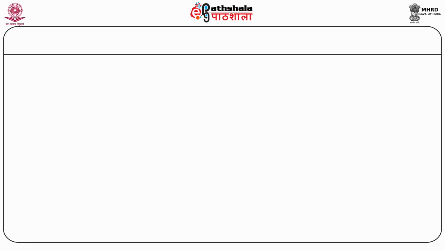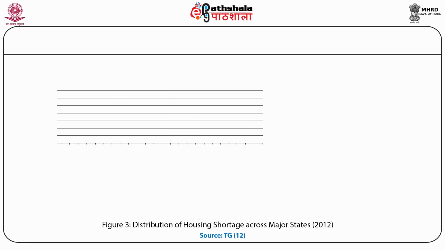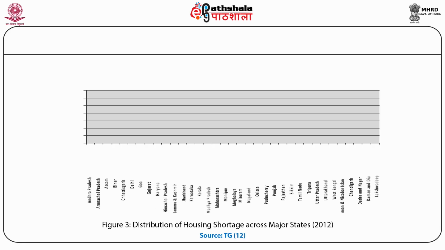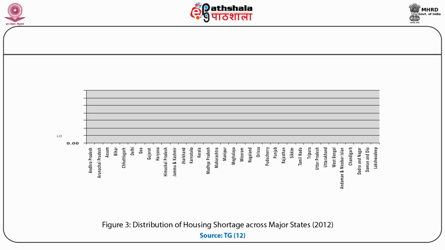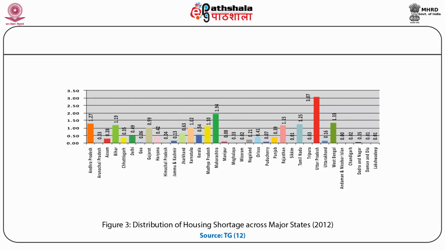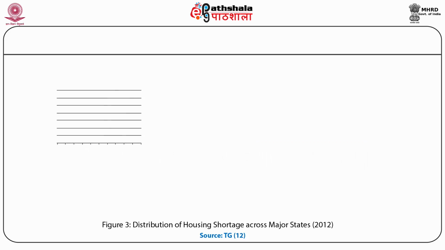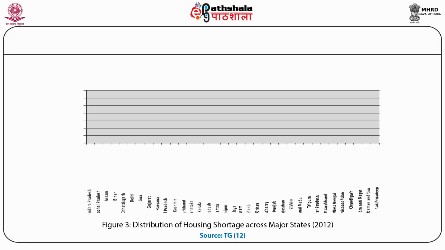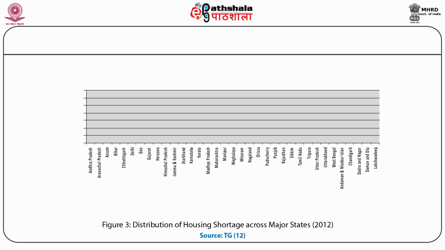Further elaboration of state-wise housing shortage can be observed from Figure 3. Uttar Pradesh has the highest number of homeless people in the country. We can see that 3.07 million people are homeless in Uttar Pradesh. Further, Maharashtra is home to about 1.4 million homeless people, followed by West Bengal, Andhra Pradesh and Tamil Nadu.